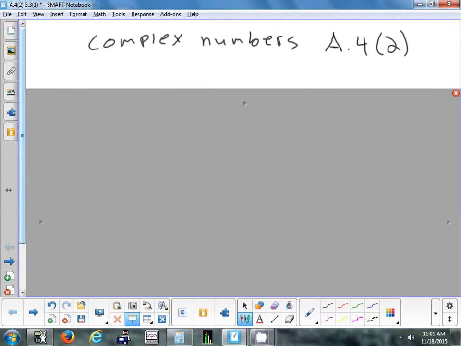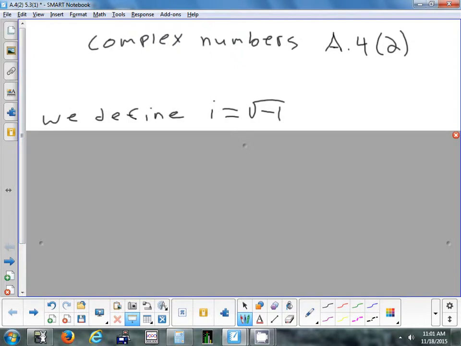All right, so we're going to finish up the last half of section A.4, which is on complex numbers. We already learned how to add and subtract them yesterday. Today we're going to multiply and divide. Yesterday I talked about complex numbers and explained where they fit in the big picture of all other types of numbers.